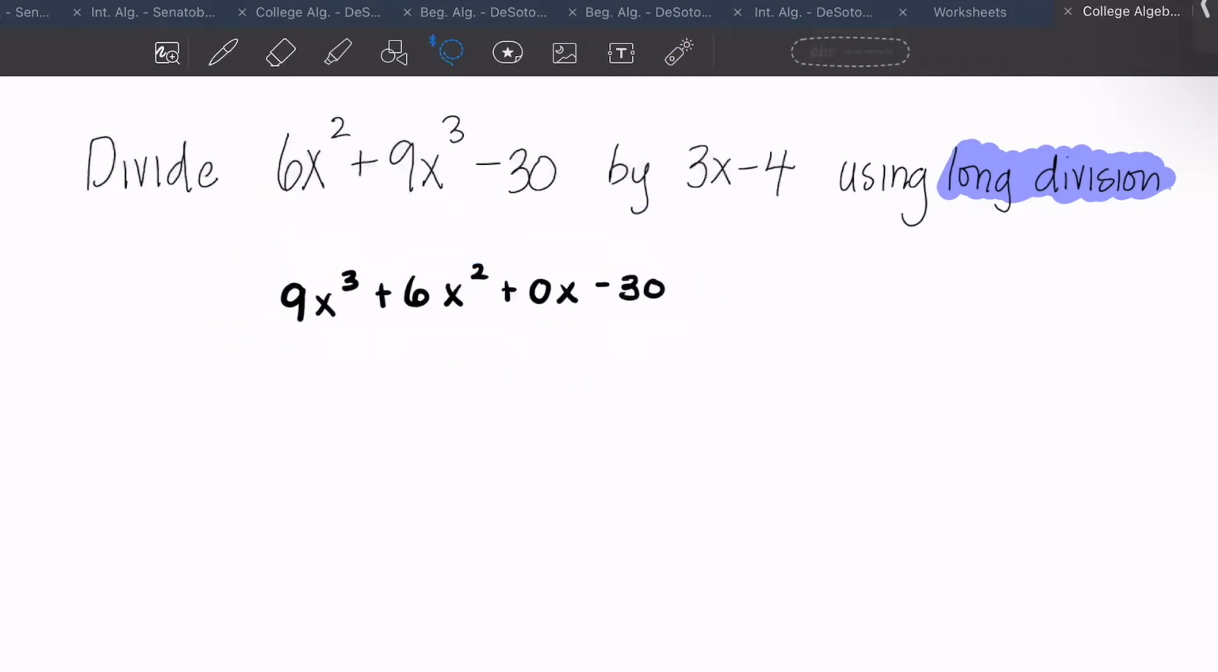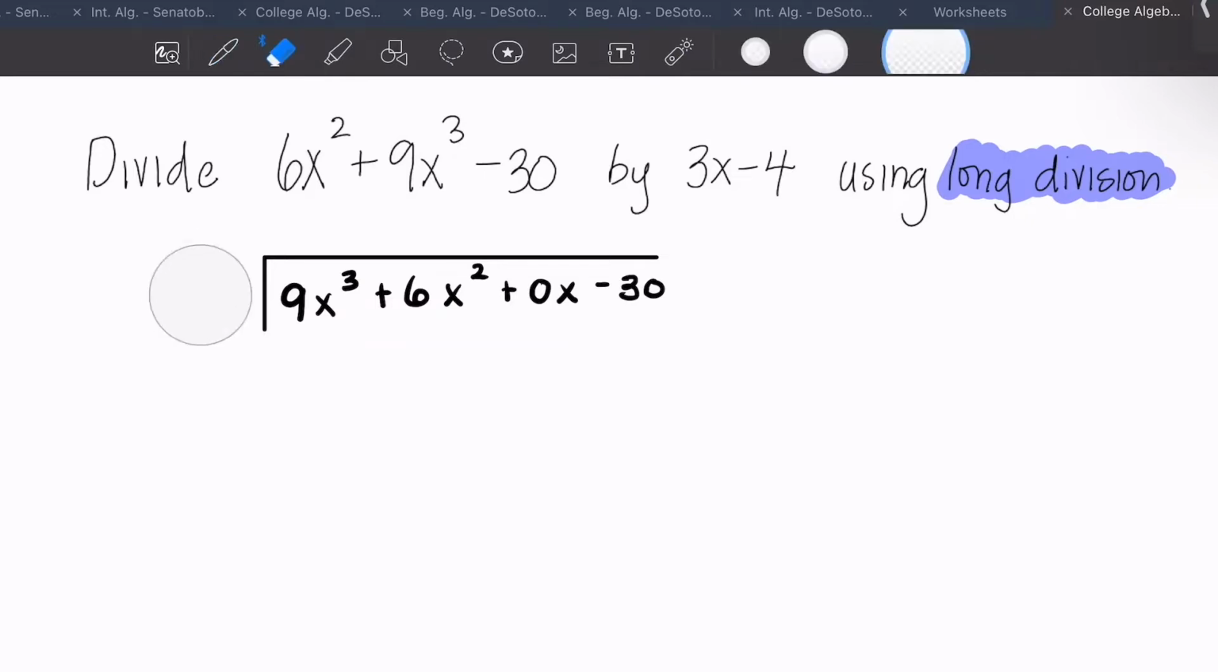Let's move it around right here, and we are going to divide that by 3x minus 4. All right, so we are going to divide these two.